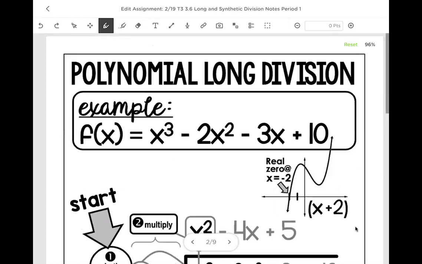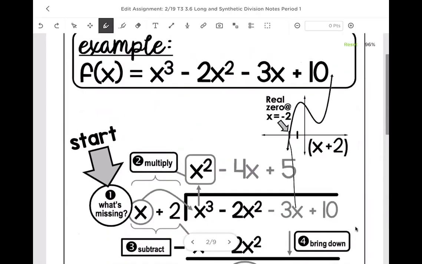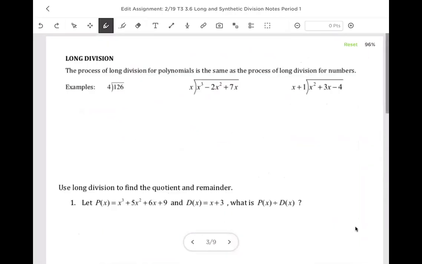All right. So slide 2. Here is a little graphic that I found on the first thing I'm going to go over, which is polynomial long division. So this is just something for you to look back at, which goes through the steps of polynomial long division, all right? And on the next slide, I'm going to actually show you, all right? So let's talk about long division. The process of long division for polynomials is the same as when you do it for numbers.